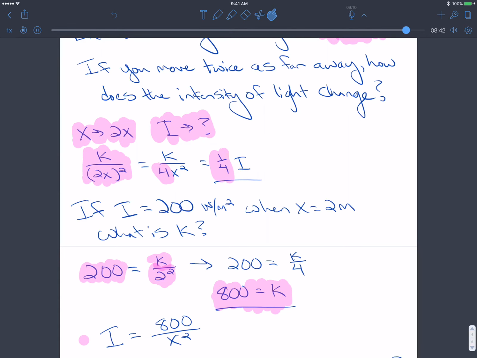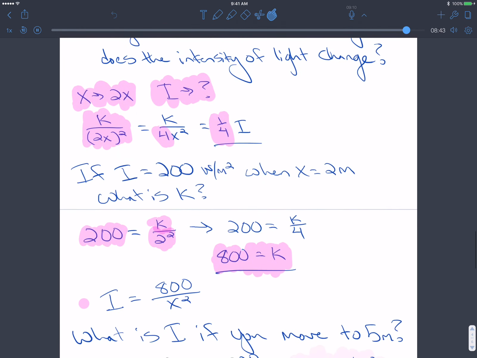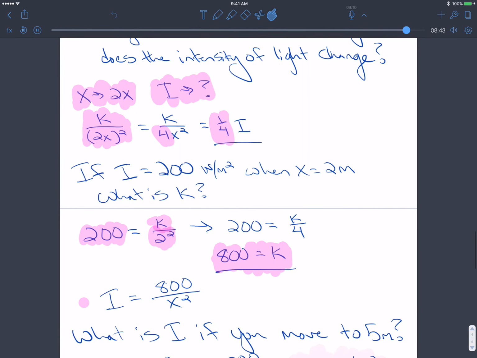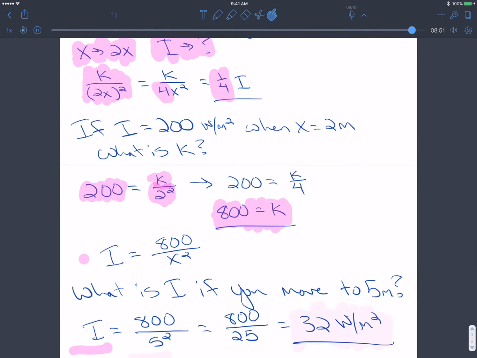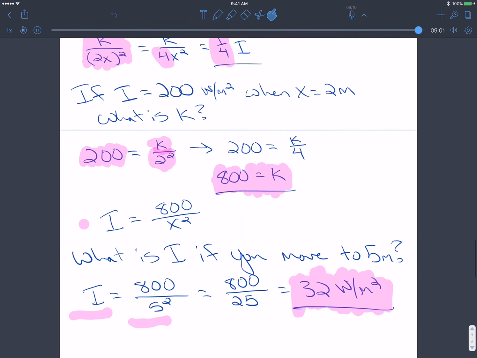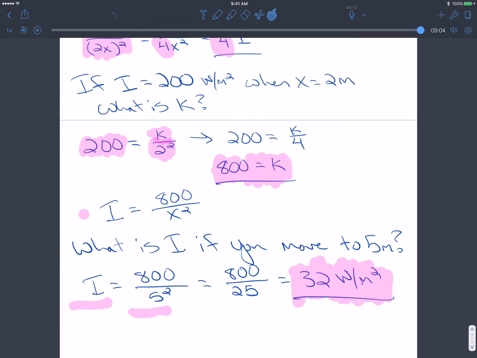What is I then if you move to 5 meters away? So I substitute 5 in for x to solve for the intensity. 800 over 5 squared. 25, so 25 goes into 100 4 times, so what I have is 4 times 8, or 32 watts per meter squared, for the intensity of the light when I move to 5 meters away.